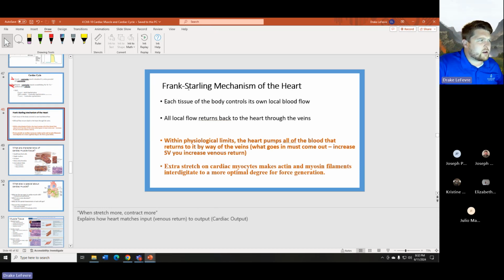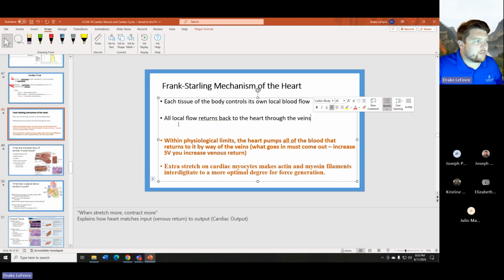I don't know if he mentions Frank-Starling, but the Frank-Starling mechanism is essentially saying that each tissue of the body controls its own local blood flow, how much blood it needs. So if the heart needs more blood, it's going to dilate those specific vessels and help itself get more blood. If certain organs need more blood for whatever reason, they're going to control their own local blood flow. And then all local blood flow returns to the heart through the veins.